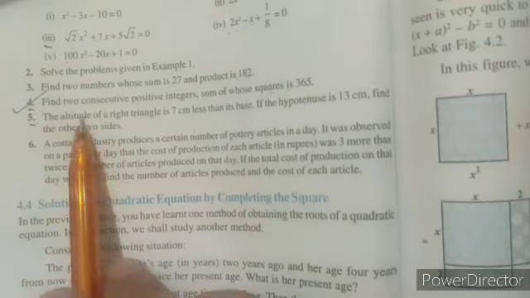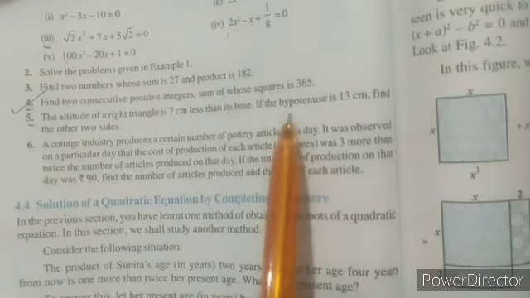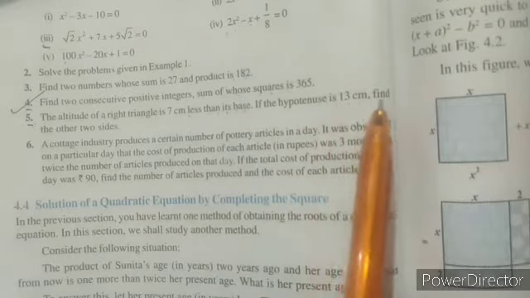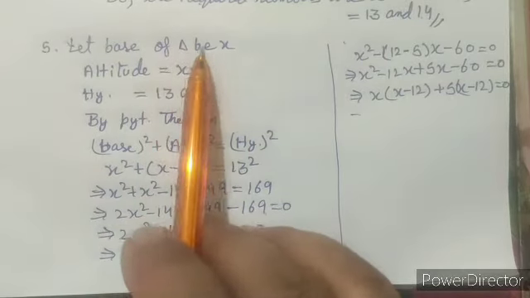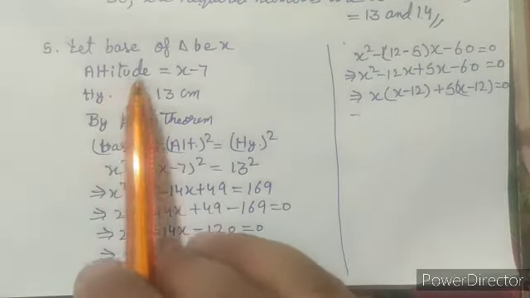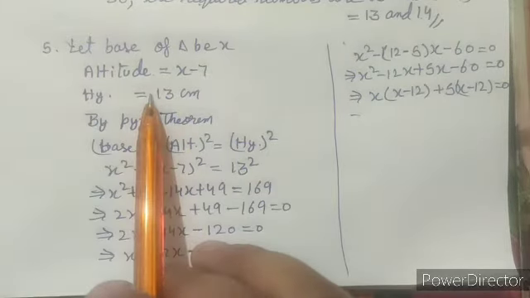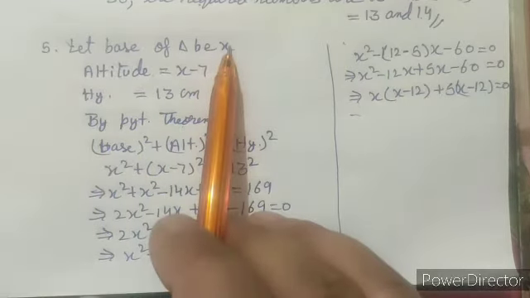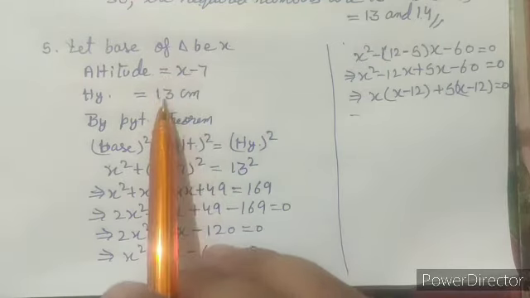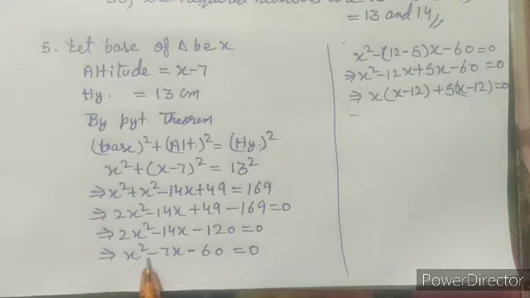In question number 5, the altitude of a right triangle is 7 cm less than its base. If the hypotenuse is 13 cm, find the other two sides. Now we will take the base of the triangle as x. Now altitude is 7 less than base, that means altitude will be x minus 7, and hypotenuse is given as 13 cm. So by Pythagoras theorem we can say that base square plus altitude square will be equal to hypotenuse square, and that is giving us a quadratic equation as x square minus 7x minus 60 equal to 0.